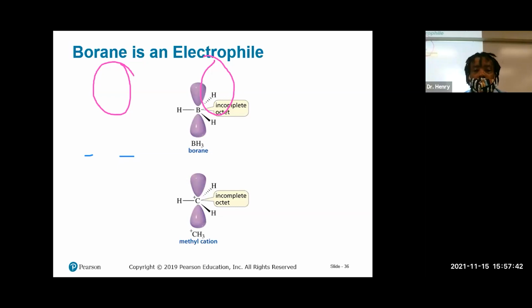Okay, so let's go ahead and stop here today, and we'll pick up on boron. Boron is BH3. Its common name, boron. We'll pick up boron on Monday, next Monday.